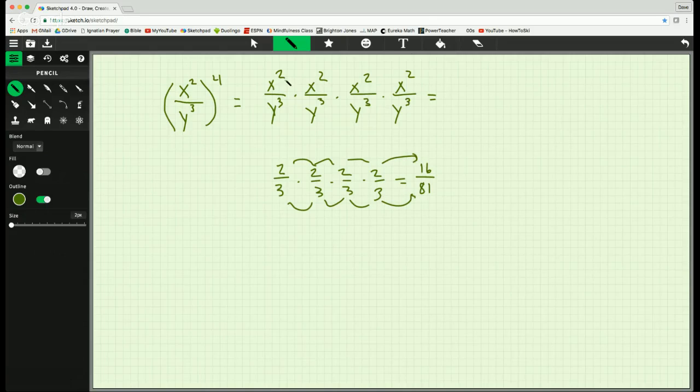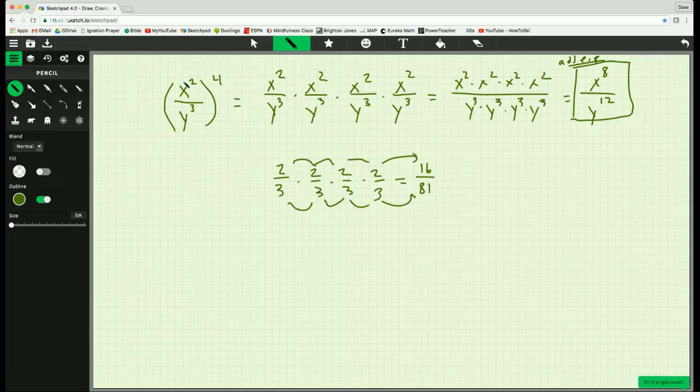Well, we do nothing different here with our exponents. x squared times x squared times x squared times x squared. And on the bottom, we get y cubed times y cubed times y cubed times y cubed. And we know from earlier in this lesson and from the prior lessons that this is equal to x to the 8th. We're just adding exponents. And down here, we're going to add exponents too. It's equal to y to the 12th.